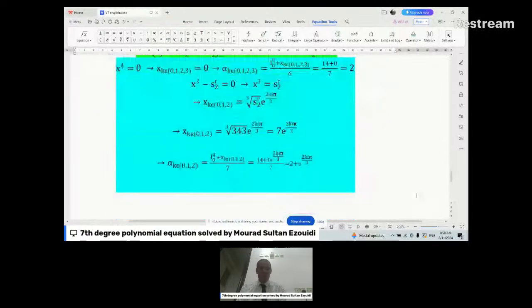Now, learners, the roots of my original polynomial can be written as L0 of order r plus x_k, from 0 to 2, which is 14 plus 7 exp(kiπ/3), over 7, which is 2 plus exp(2iπ/3). It means the real roots are 2 and 3, and we have two other roots which are complex numbers. I wish that you got the point, learners, and thank you for listening.